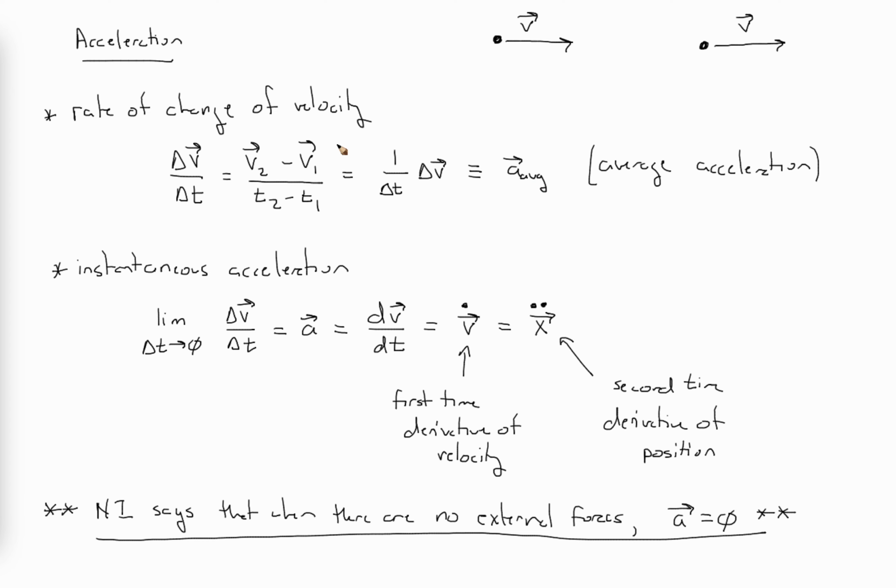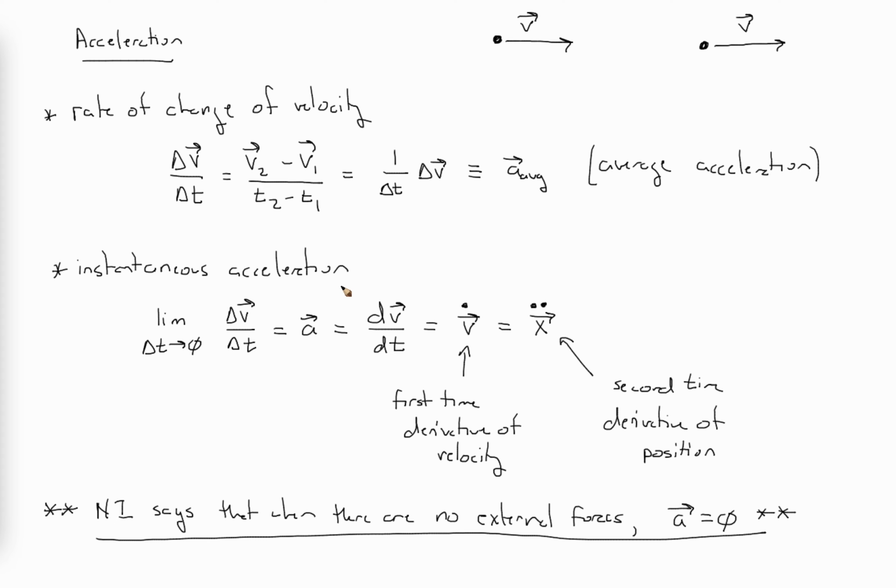So just like we had an average velocity, if we know what the velocity is at one time and know what the velocity is at another time, we can use this equation to calculate the average acceleration between those two times. But once again, we don't care about average acceleration. We want to know what the acceleration is at any given moment. How is the velocity changing at an instant in time? And we do the exact same thing.